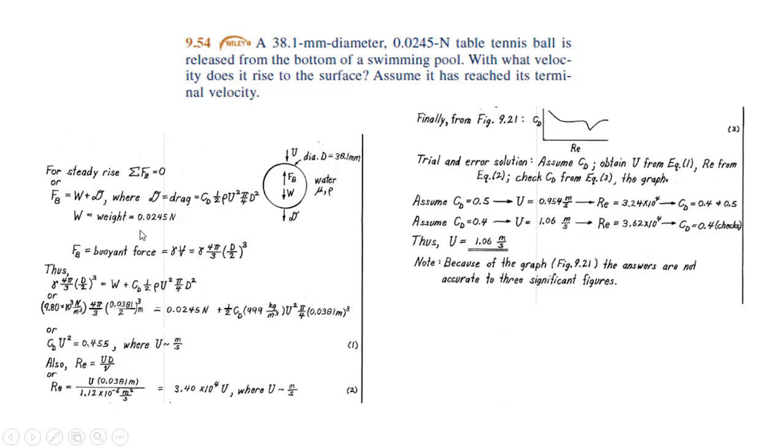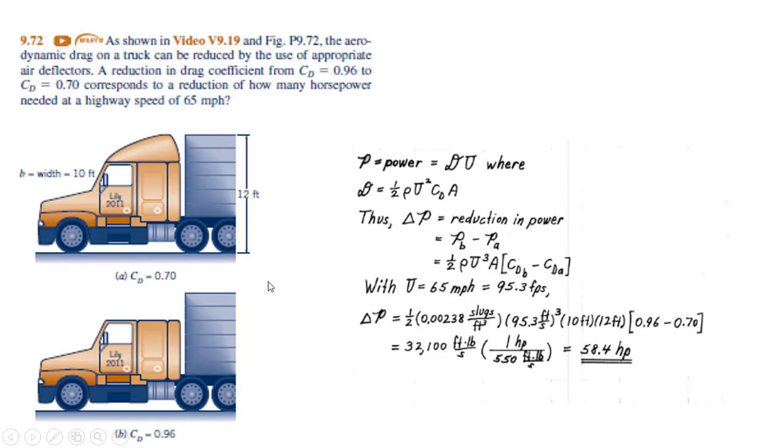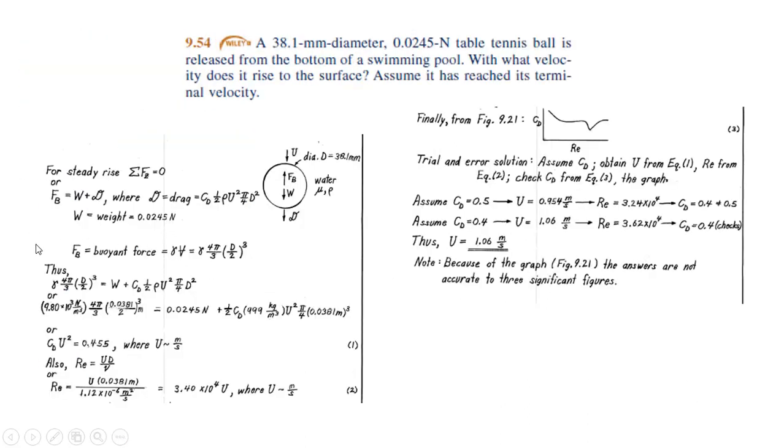The weight is given as 0.0245 newton. What is the buoyant force? The buoyant force is equal to the volume of water displaced, which is the volume V times the specific weight of the water, gamma times V. Here the volume of the ball, which is a sphere, is 4 pi upon 3 times (d upon 2) cubed, that is 4 pi upon 3 times r cubed.